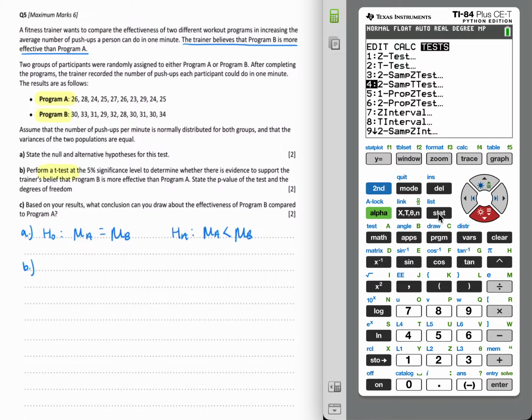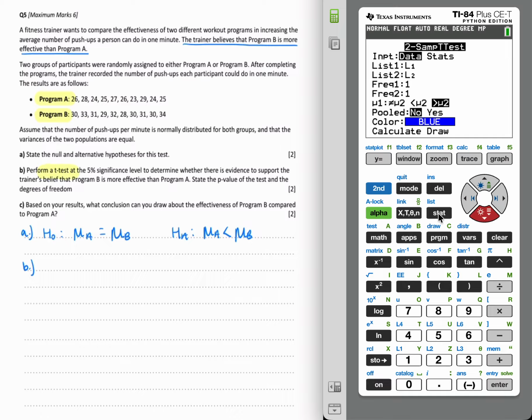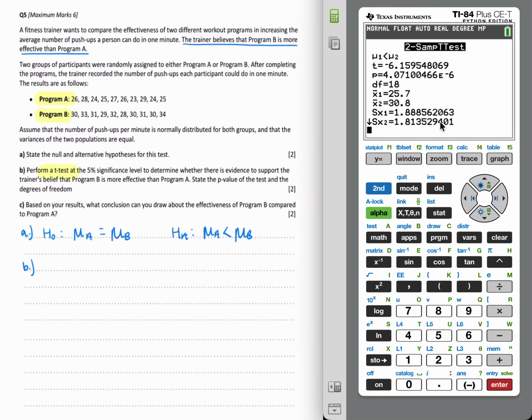So for the two sample t-test, we have the first list in list 1 and the second list in list 2, and then we need to make sure that we have the correct second or alternate hypothesis selected. Make sure that you always have pooled yes, and then we can calculate. And we can see here that our p-value looks a bit obscure to start with. It looks like 4.07, but we should be thinking at that point that that does not make sense.